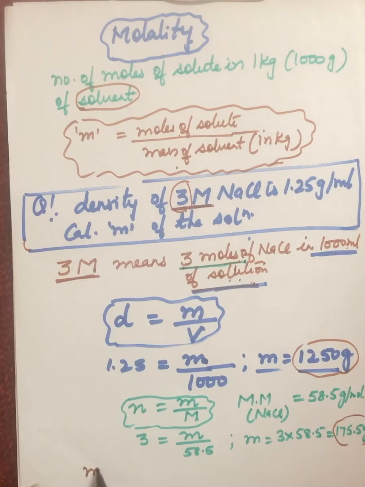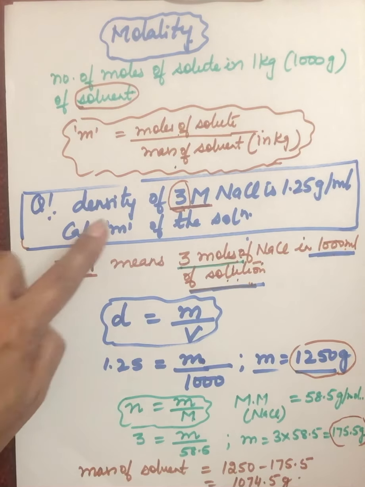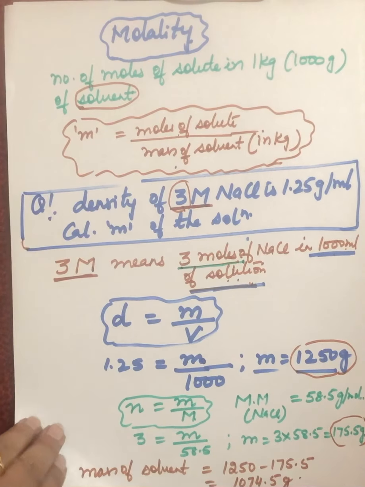So what is the mass of solvent now? Mass of solution minus the mass of the solute. Subtracted, it will come out to be equal to 1074.5 grams. So now we know the mass of the solvent. From this we can calculate the molality using this formula. See the formula now.